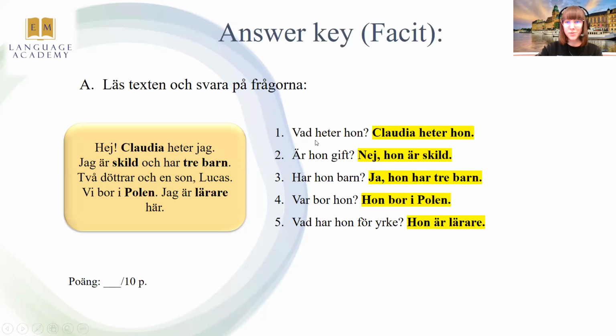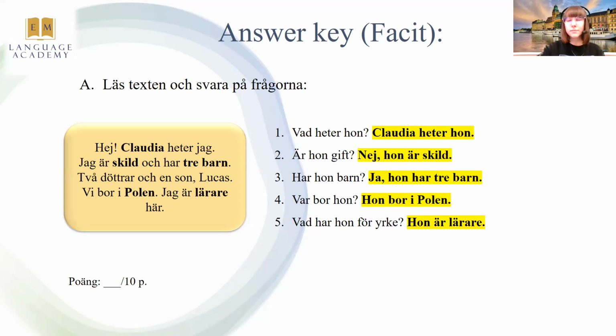So, the first question. Vad heter hon? What is her name? Claudia heter hon, right? We could have started the sentence with fronting, that is positioning the object at the front of the sentence. Claudia heter hon. Or we might as well stick to the usual word order and begin the answer with the pronoun. Hon heter Claudia.